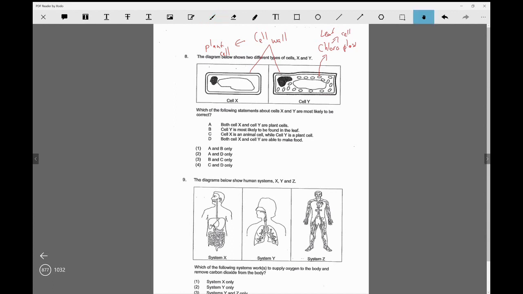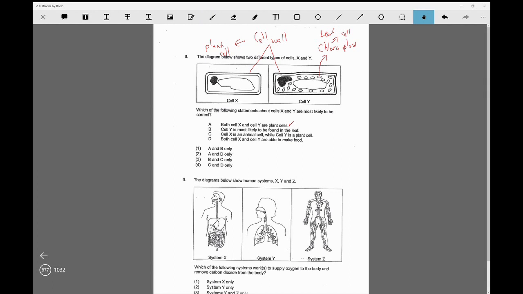I haven't seen it come out for exams before, but sometimes they will. There are other plant parts that have chloroplast, for example, your broccoli, which is a flower. Anyway, let's go back to the question. Both X and Y are plant cells, like I said, because they have a cell wall. Therefore, they are both plant cells.